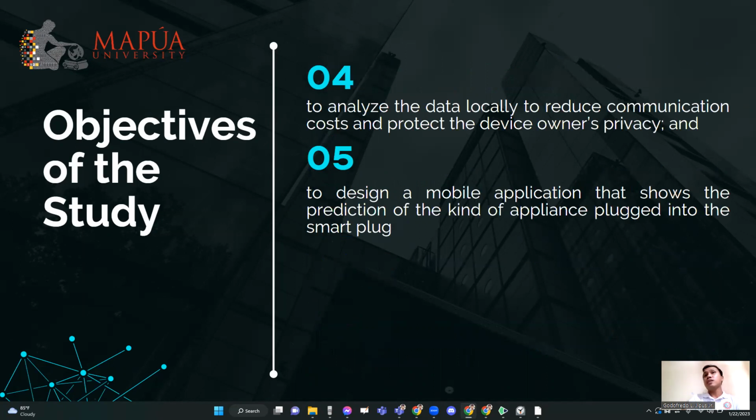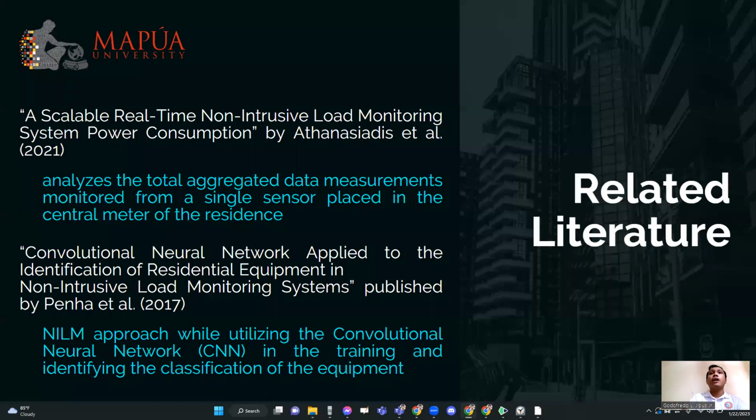Fourth is to analyze the data locally to reduce communication cost and protect the device owner's privacy. And lastly is to design a mobile application that shows the prediction of the kind of appliance plugged into the smart plug. Here are some of the related literature that has been important in the realization of the study.